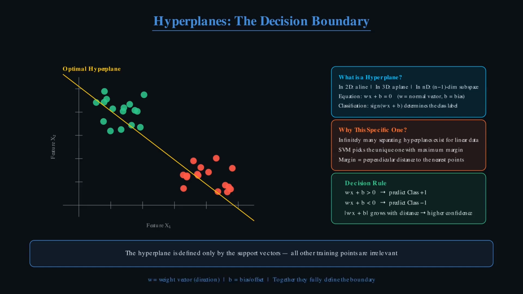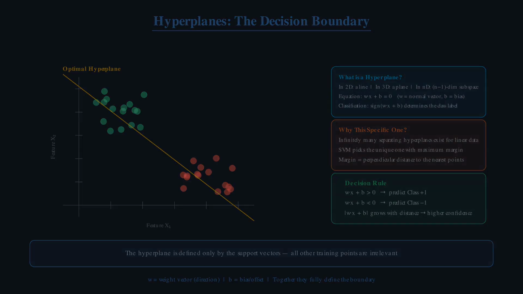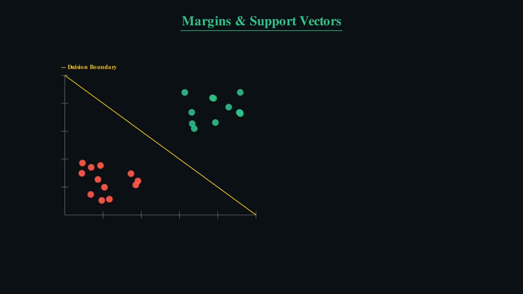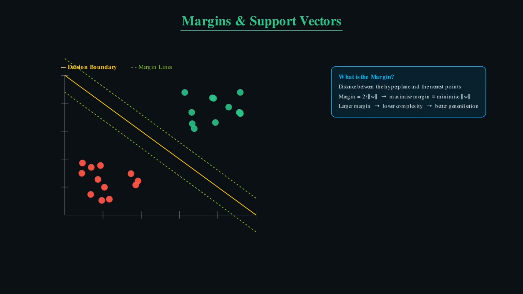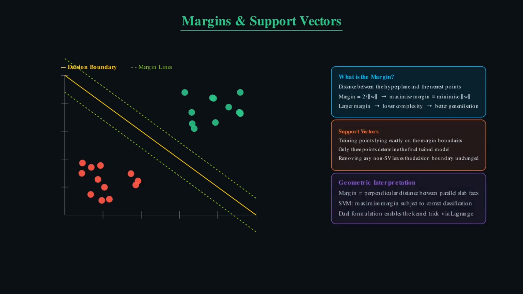That boundary is called a hyperplane. A line in 2D, a plane in 3D, a hyperplane in higher dimensions. Defined by a weight vector, W, and a bias, B. The sign of W dot x plus B tells you the class. The magnitude tells you the confidence.